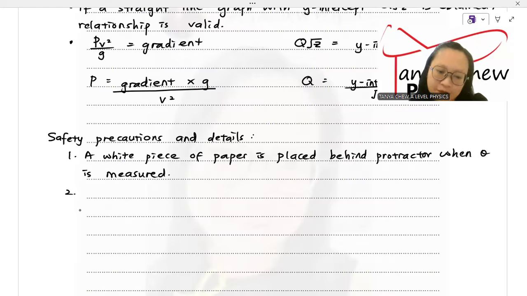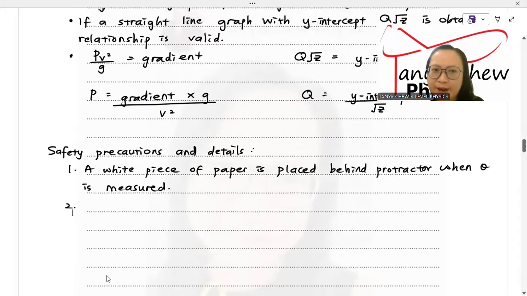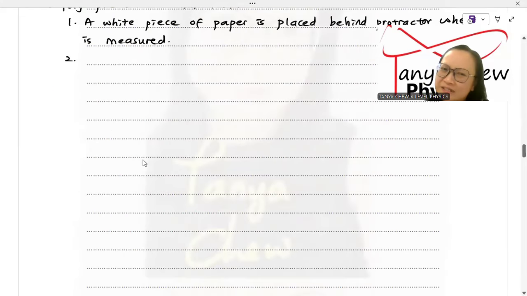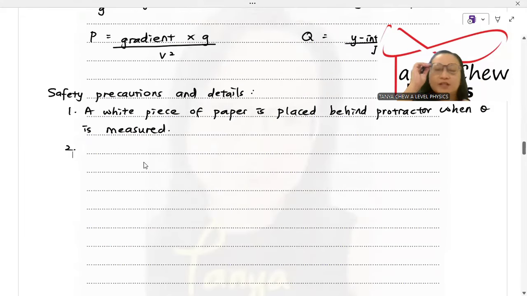And the second safety precaution, remember I drew it on my diagram and I told you earlier, I put a set square here. What is the function of the set square here? The function of the set square is to make sure, because I'm supposed to use the vertical meter rule to measure the height of the ball, that will affect my V value. So that is why I need to make sure that my meter rule is 90 degrees or perpendicular to the bench. That is the function of a set square.